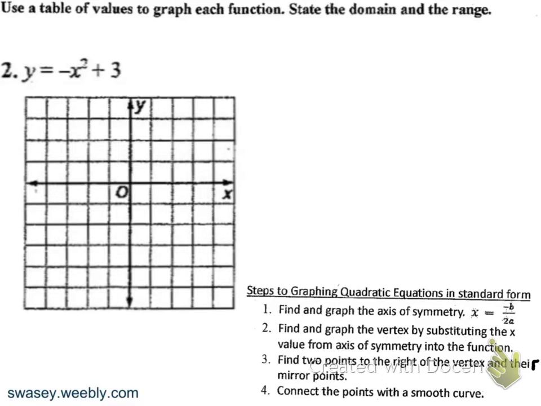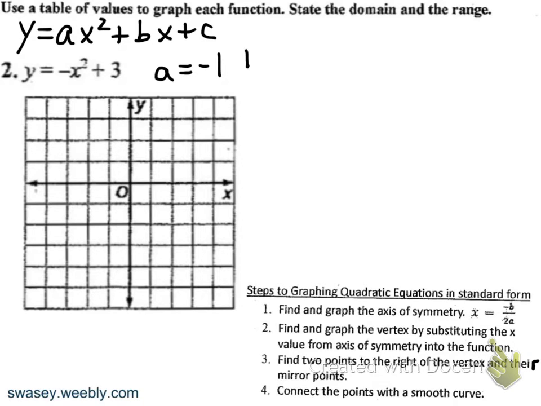All right, we want to graph this quadratic equation. You can treat it as standard form, y equals ax squared plus bx plus c. And so a is -1. B, we don't see an x to the first power term, so b is 0. And then c is 3.